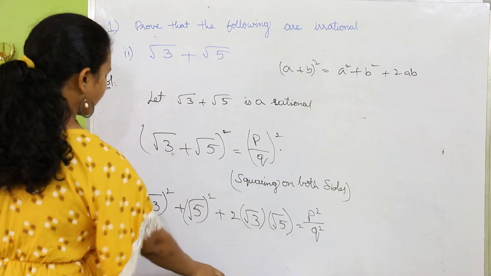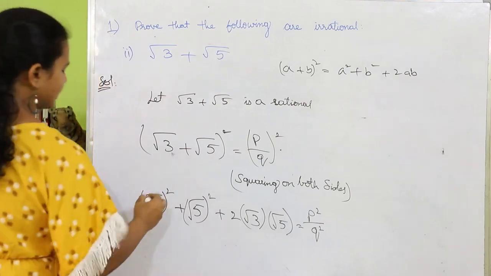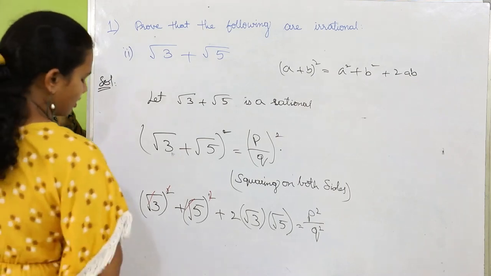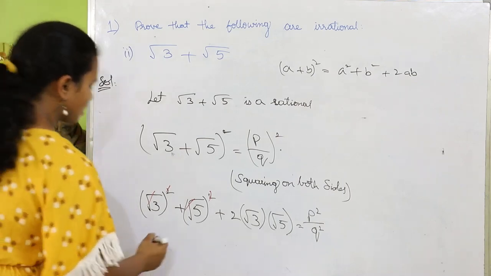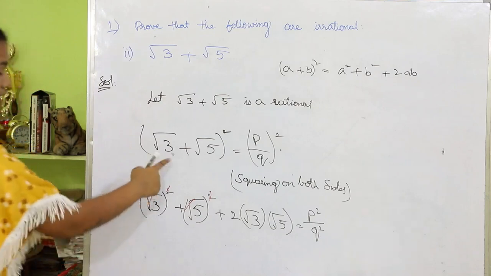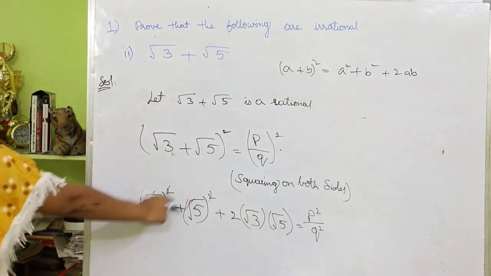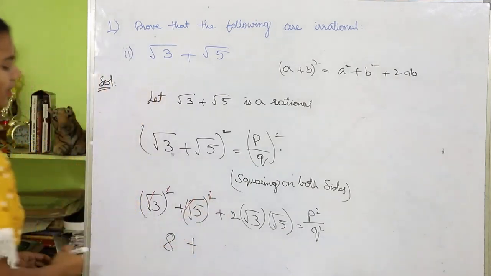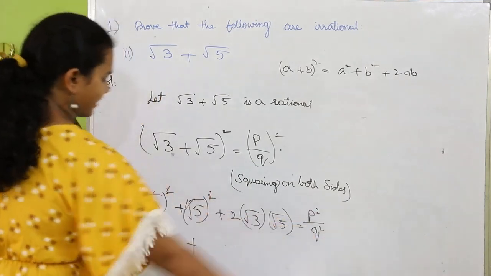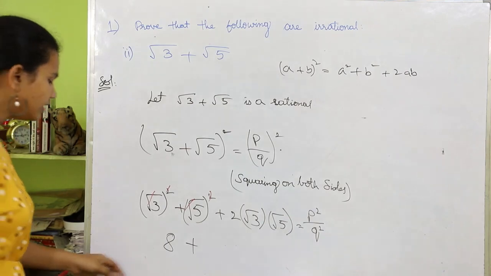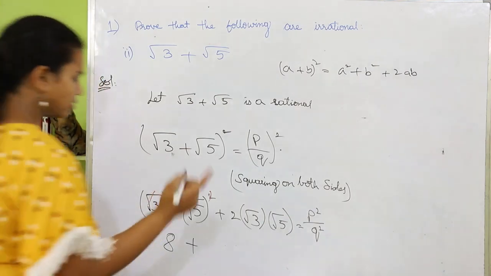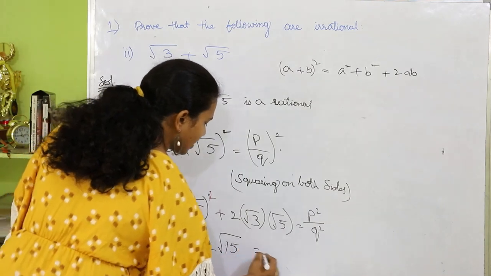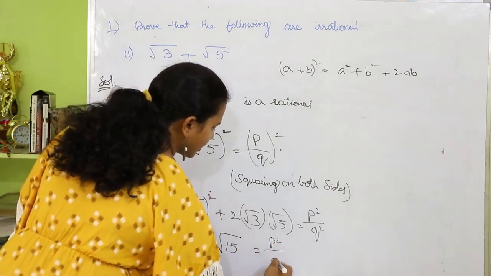Now what would happen over here? Here you have squares, so square root gets cancelled. We have 3 plus 5. 3 plus 5 is how much? 8, right? Because here the square root cancels. Then here you have root 3 into root 5, guys. 3 times 5 is 15, root 15. So 2 into root 15. Clear? Equals p square by q square.